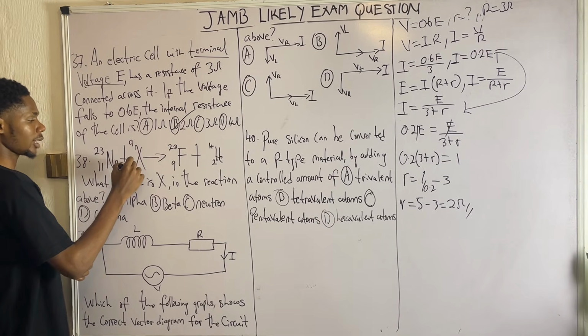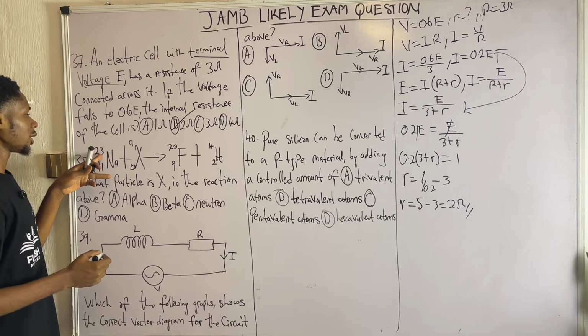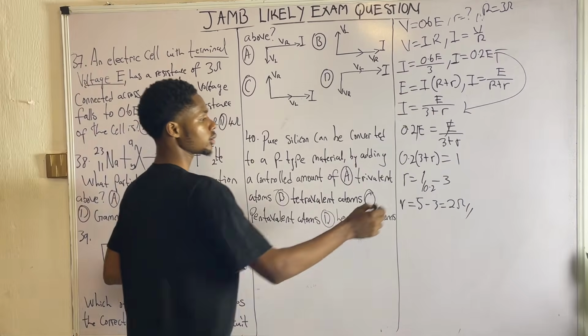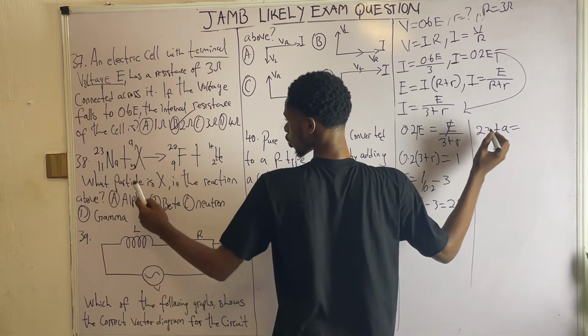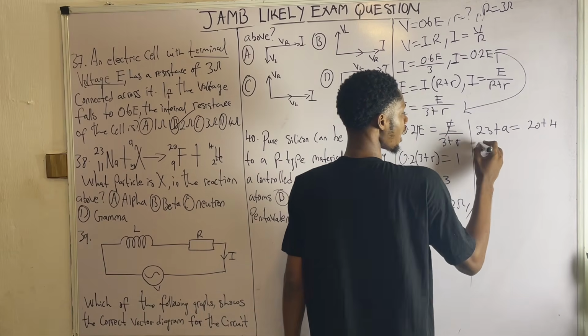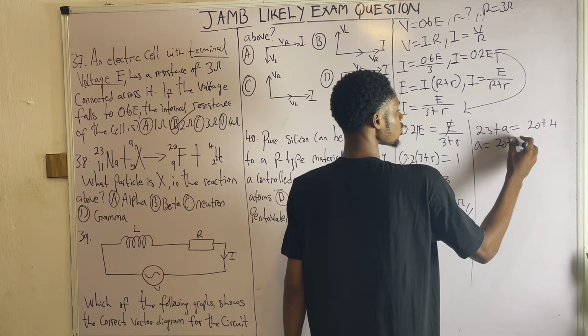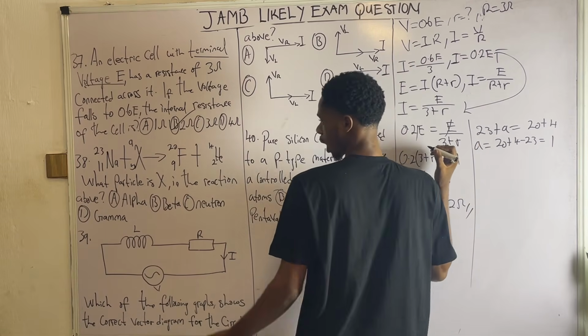Now let's call here A and let's call here B. So sum all the numbers on the left for the top part. We're going to have 23 plus A is equal to 20 plus 4. From here, A is equal to 20 plus 4 minus 23, and that will be equal to what? 1, right? Now, how about the bottom?